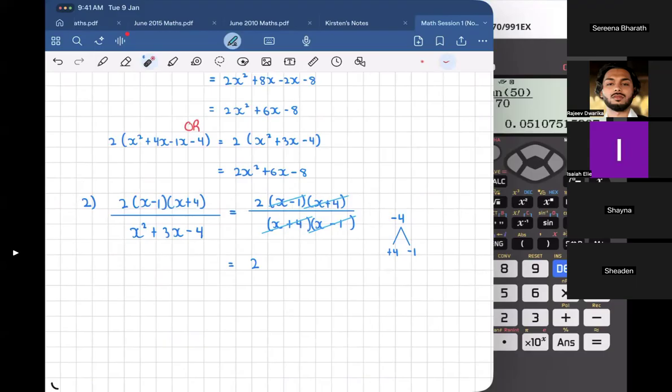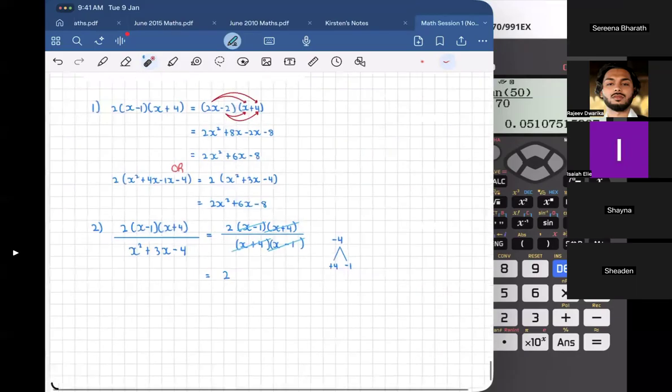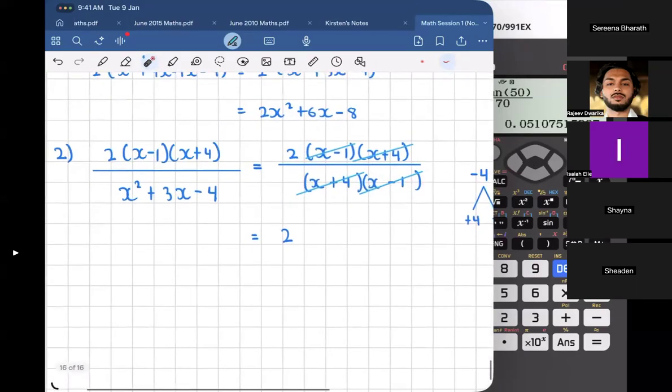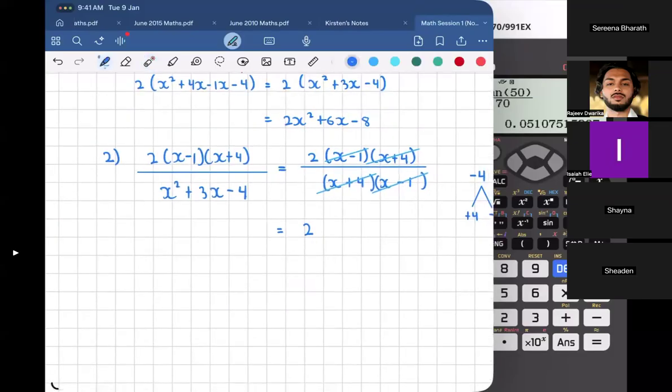Product of factors. Okay. How are you going to do it? The second way, we're just crossing off. Okay. All right. And state any restrictions on the domain. Guys, can we divide by 0? No. We cannot divide by 0.